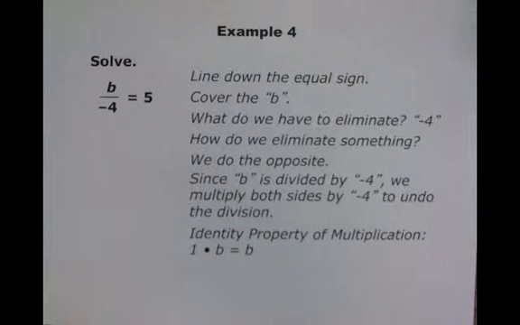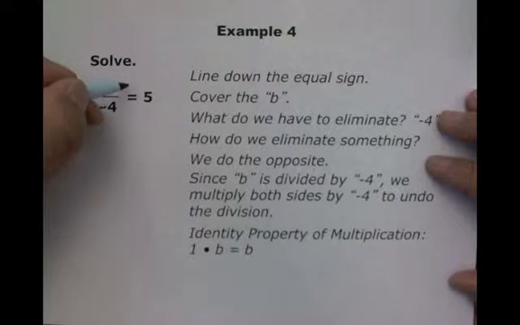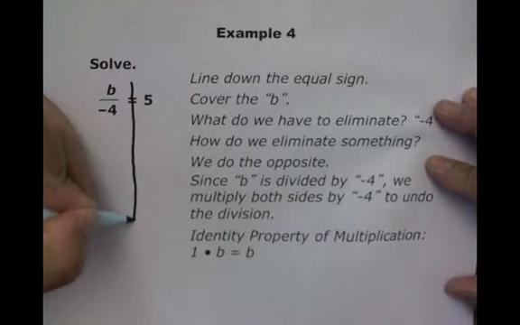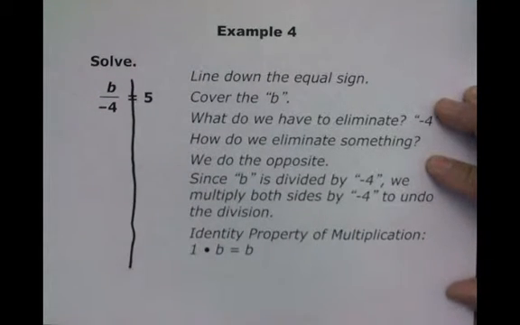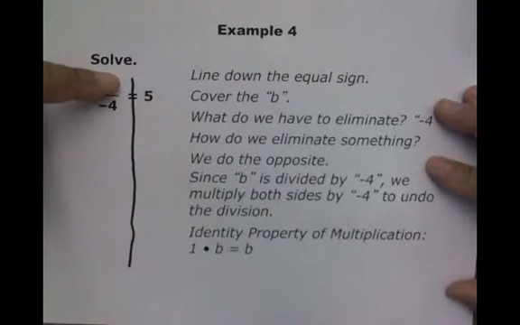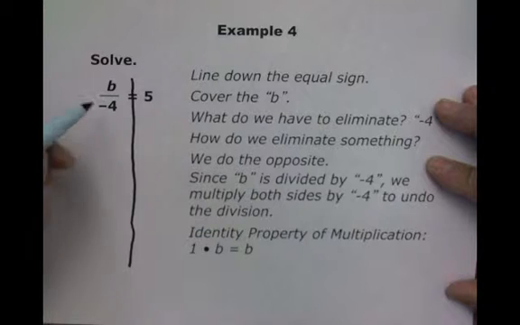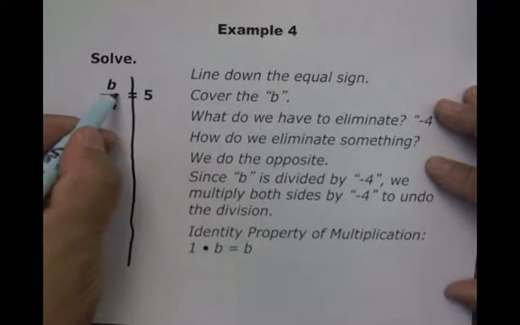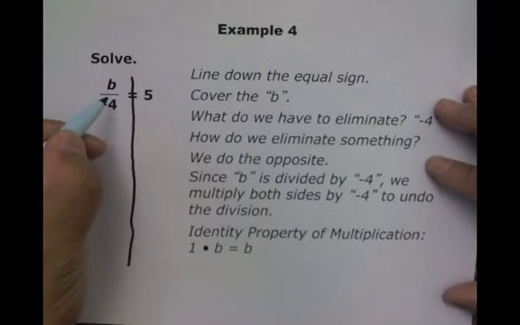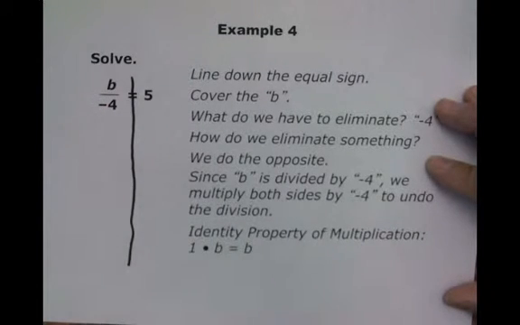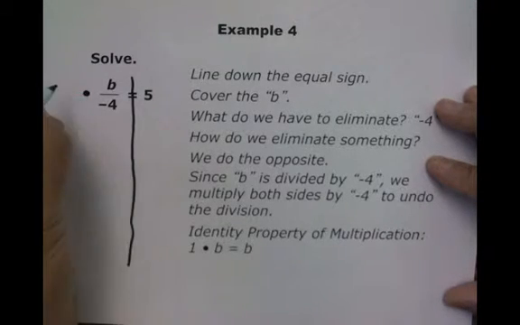Example 4 for one-step equations. b divided by negative 4 equals 5. So again, I'm going to put my line down the equal sign so I know the left side from the right side. I cover my variable. I have to see what I have to get rid of. In this case, I have to get rid of negative 4. But what does this line mean? This line means division. So the opposite of division is multiplication. So I have to multiply both sides by negative 4.